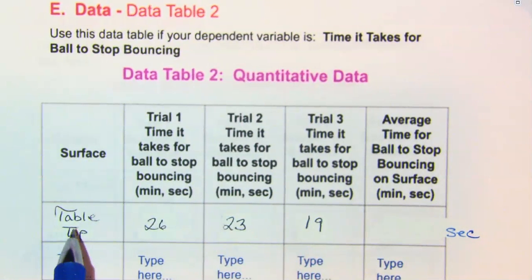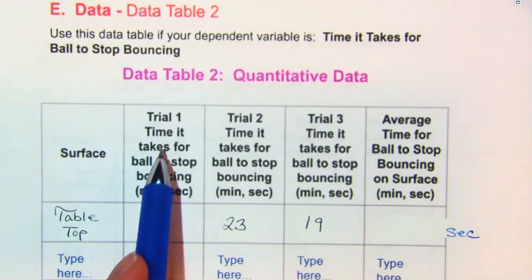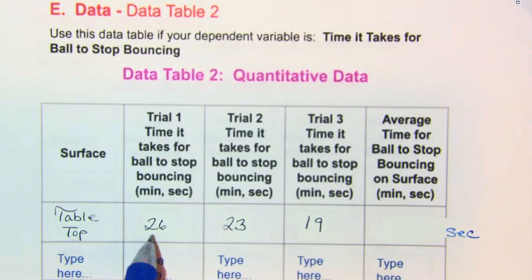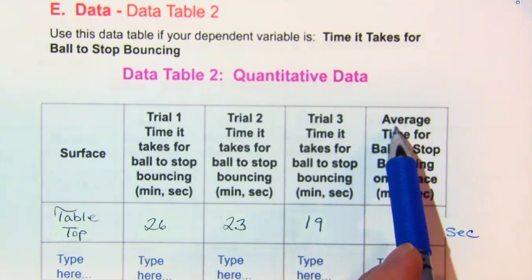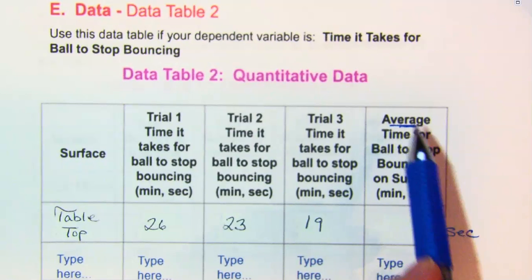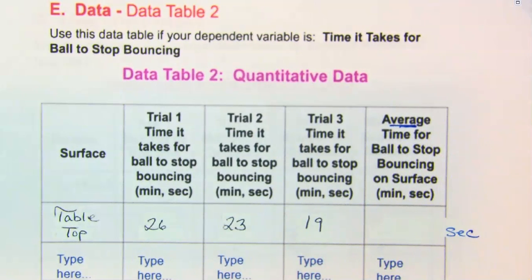So let's pretend that I dropped my ball on my kitchen table. In trial 1, the ball took 26 seconds to stop bouncing. In trial 2, the bounces lasted for 23 seconds and then 19 seconds in trial 3. So remember, the last column in the data table is asking for the average time it took for the ball to stop bouncing. We already know how to calculate averages.